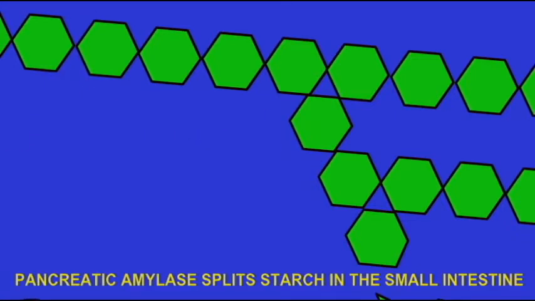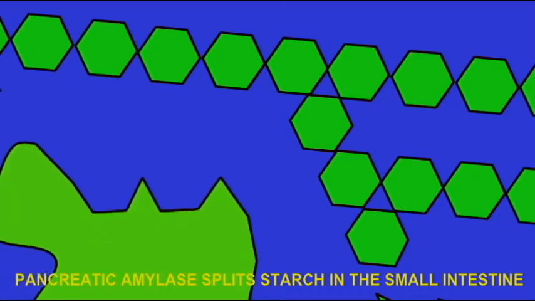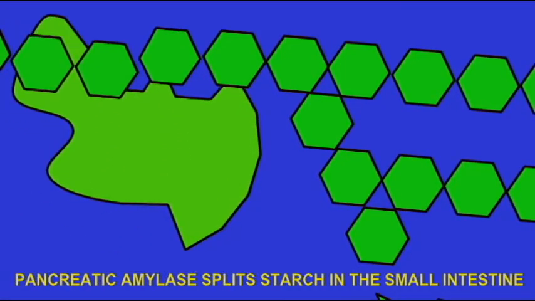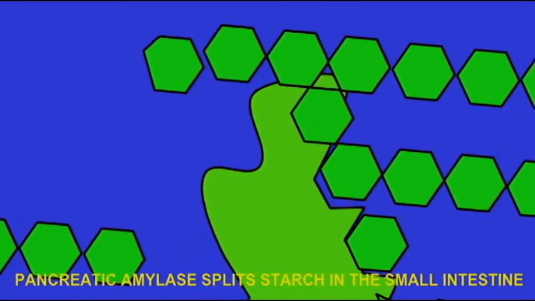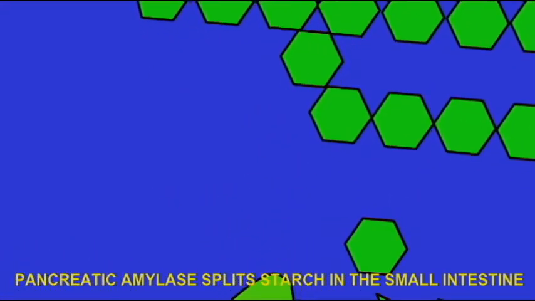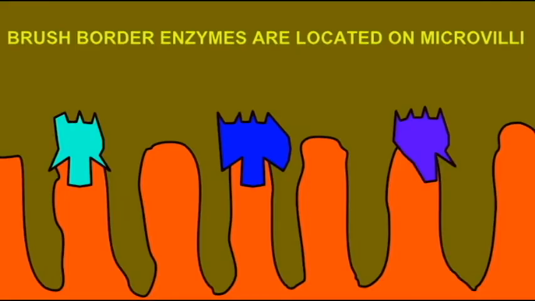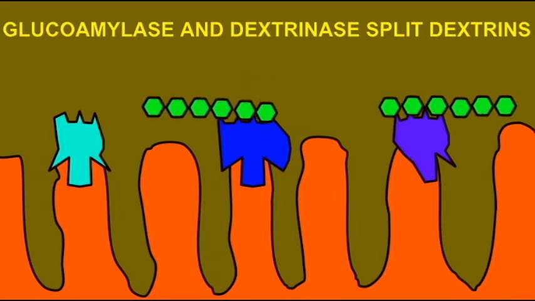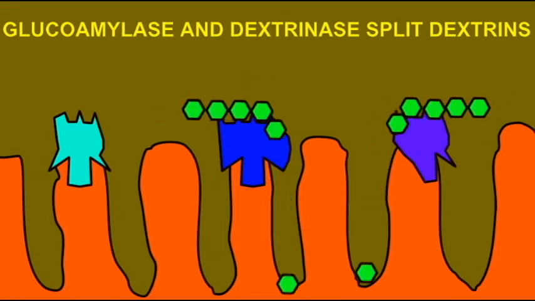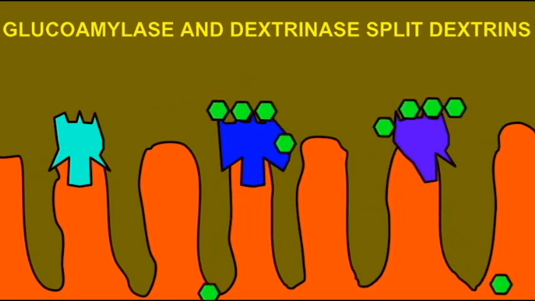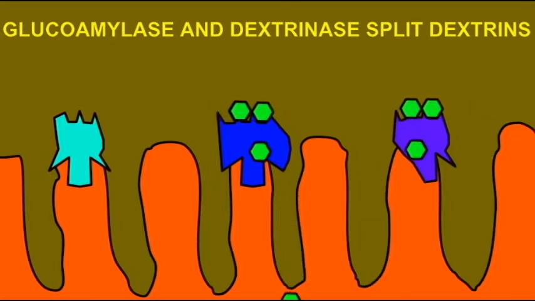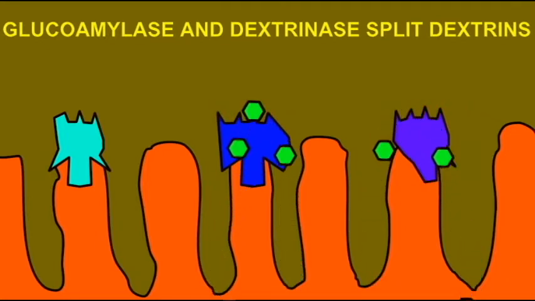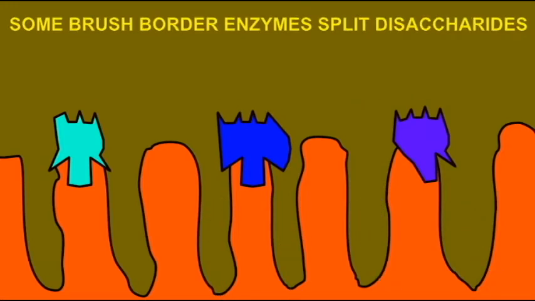Pancreatic amylase, made by the pancreas and emptied into the small intestine at the pancreatic duct, will continue to break starch into dextrins in the small intestine. The small intestine also possesses brush border enzymes, enzymes located in the cell membranes of the cells which line villi, in the microvilli, called the brush border. Glucoamylase and alpha-dextrinase are brush border enzymes which can break down short chains of glucose molecules.